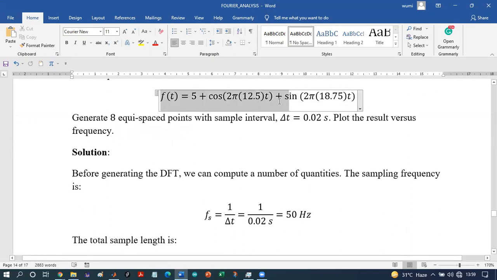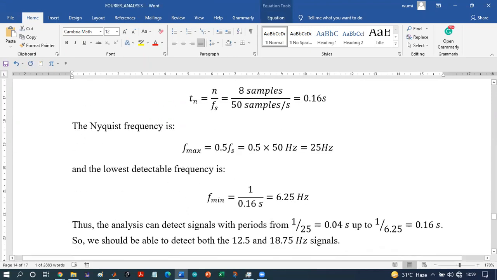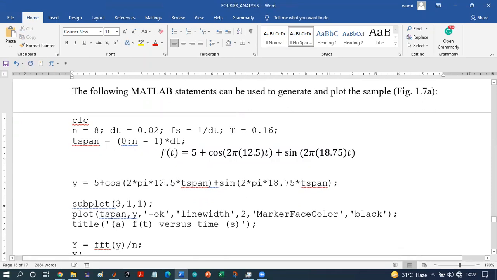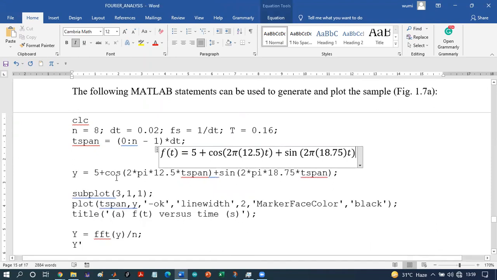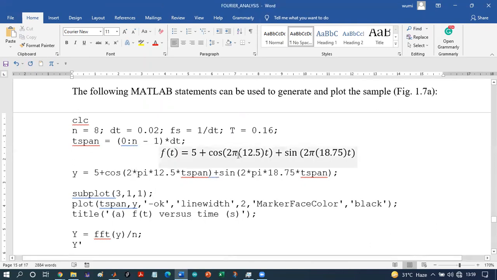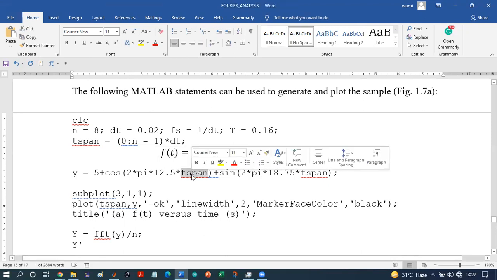This is the signal. So look at the signal very well, then look at what we typed in the code. So you are translating the signal into Matlab code. You are essentially just writing this, but in Matlab form. So in Matlab, this is how you represent times. Then pi. There's a symbol called pi in Matlab. So this is the pi, then this is the 12.5, then this is the t, represented by t span.